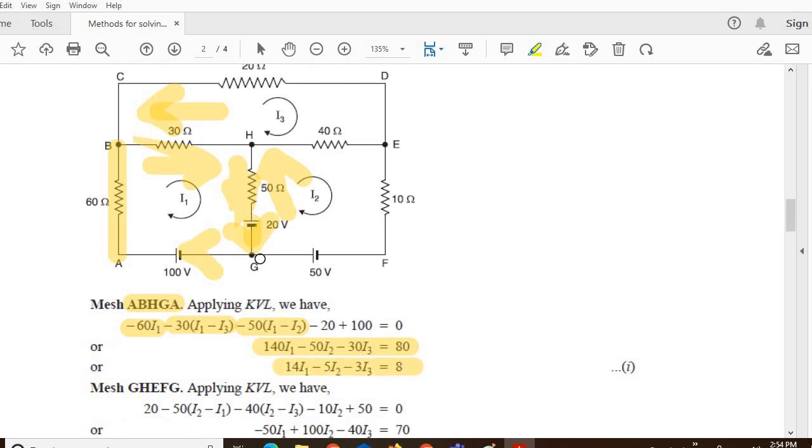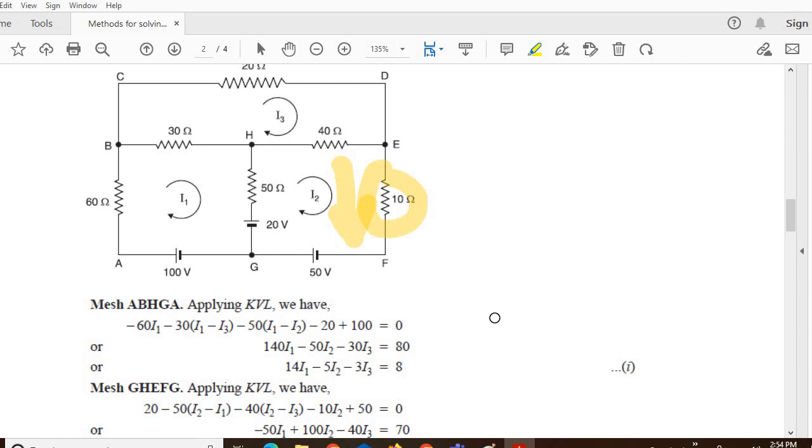Similarly, applying for the second loop, that is H, G, H, E, F, G. In this case, we have now 20. This is the voltage, as we are traveling towards the positive side of the battery. Then minus 50, traveling in the same direction, (I2 minus I1). Minus 40, (I2 minus I3). And here 10 has only one current, that is minus 10 I2, because the direction of tracing the path and the direction of the current are the same.